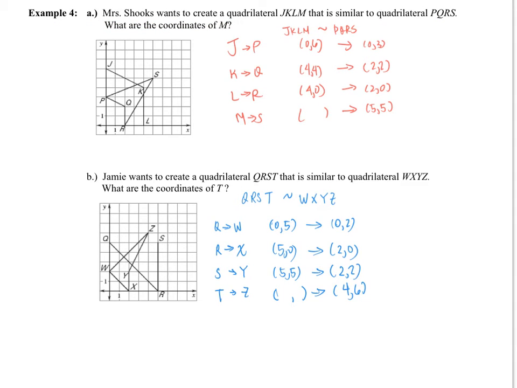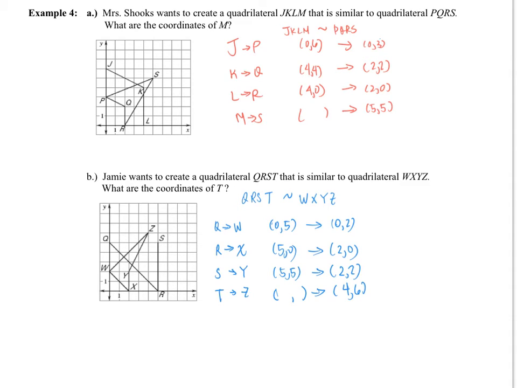Example 4, part A, Mrs. Shook wants to create a quadrilateral JKLM that is similar to quadrilateral PQRS. And what are the coordinates of M? So I've already outlined all the points for you and matched them up. So point J, 0,6 matches with 0,3, and point K to Q, point L to R. And I want to find out what the scale factor is.